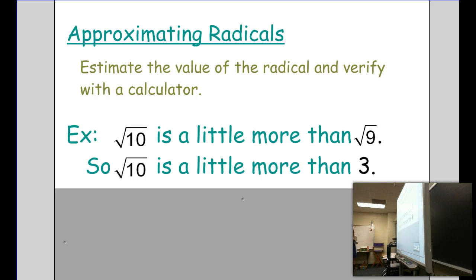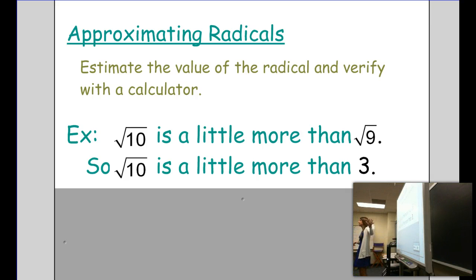But now, in the real world, if you don't have a calculator with you, or if you see a square root and you just want to have good number sense, you see square root of 10 and you just want to know, I don't know what the square root of 10 is, but I want to know what it is approximately. I want to be able to make a reasonable guess. So if you know your perfect squares, you can make a reasonable guess.